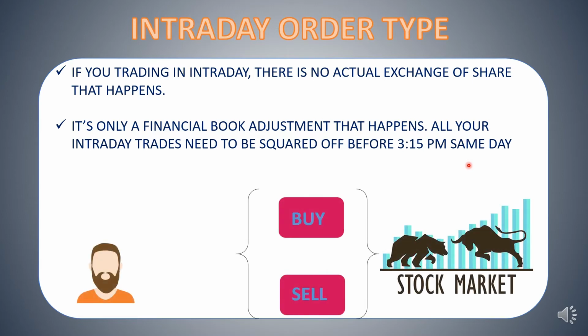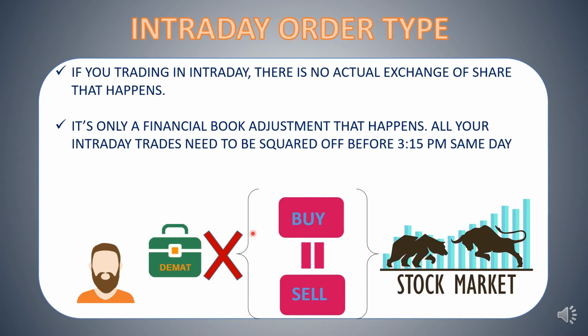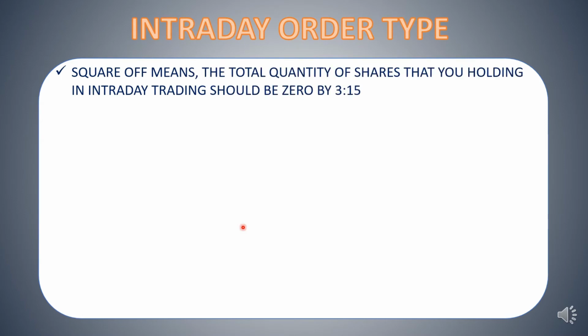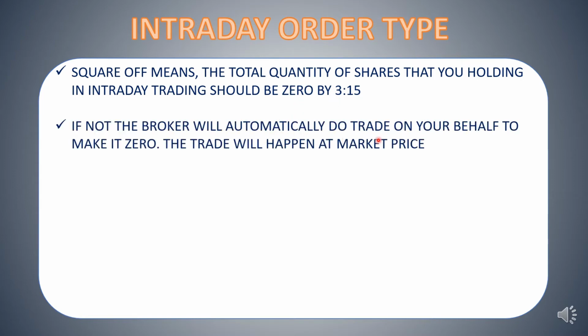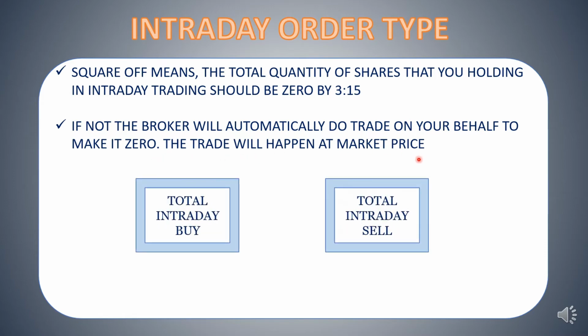Remember, before 3:15 p.m. all your purchase orders and your sold orders of shares under intraday order type need to be equal. There are no shares that will get saved into your demat account under intraday order type. Square off means the total quantity of shares that you're holding in intraday trading should be 0 by 3:15 p.m. If not, the broker will automatically adjust the trades at market price on your behalf to make it 0. Remember, the total intraday buy needs to be equal to total intraday sell before 3:15 p.m. every day.